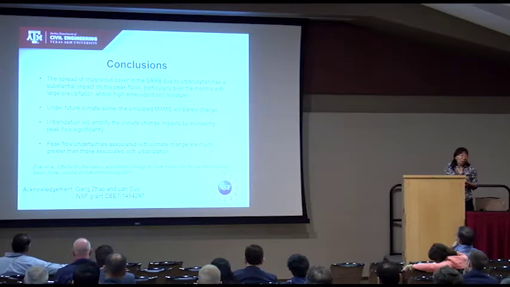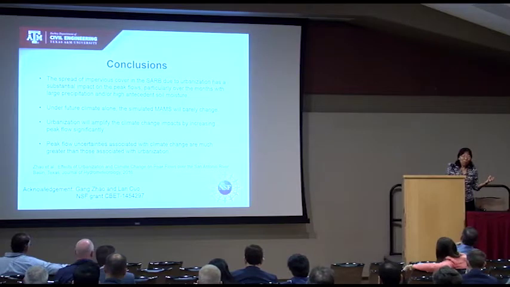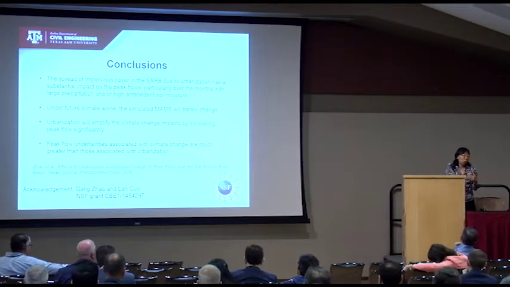And there are large uncertainties. When we talk about uncertainties, which one is more uncertain? In my opinion, the climate variability is more uncertain, because with the population growth there's a range, but it's relatively easier. We have more confidence to predict and look into the future.